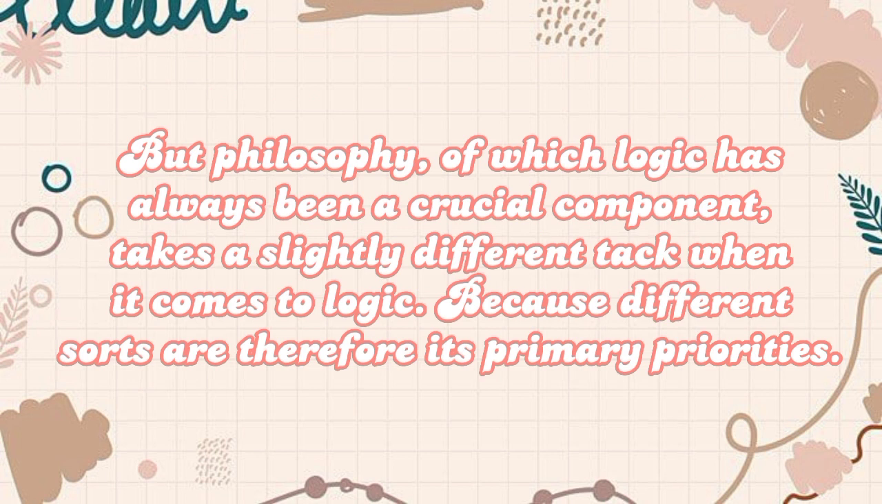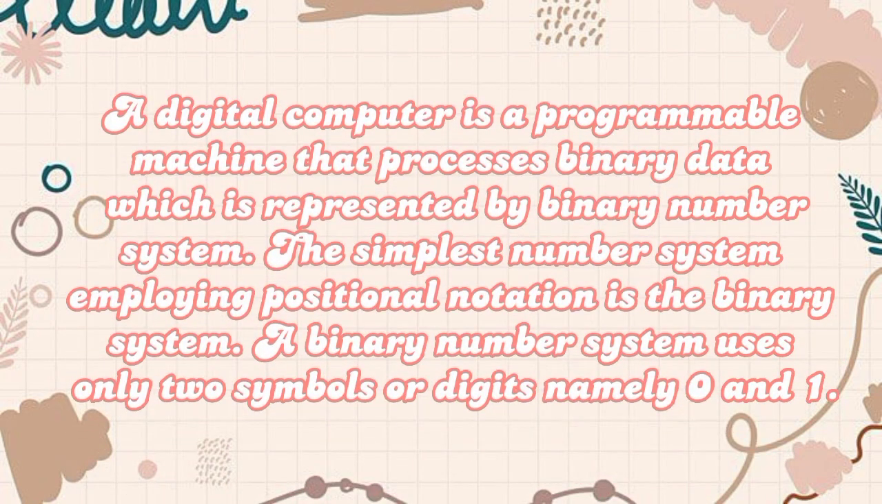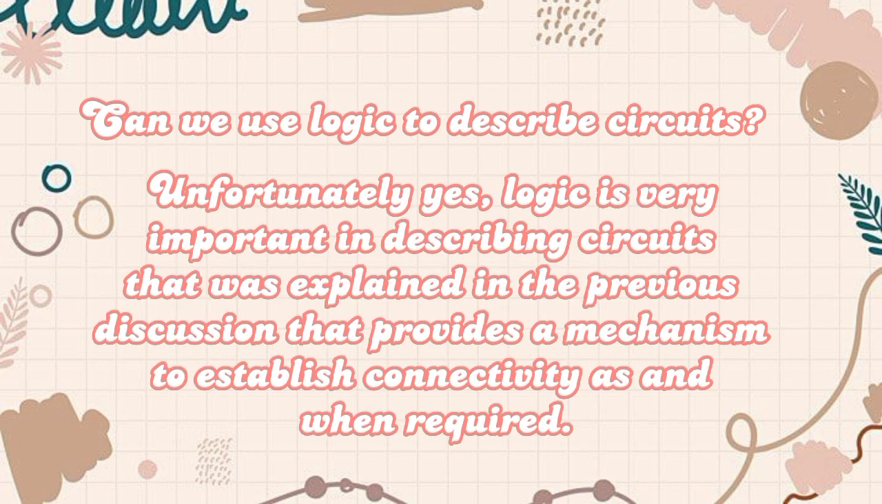But philosophy, of which logic has always been a crucial component, takes a slightly different path when it comes to logic, because different sources are there for its primary priority. A digital computer is a programmable machine that processes binary data, which is represented by the binary number system. The simplest number system employing positional notation is the binary system. A binary number system uses only two symbols or digits, namely 0 and 1. Can we use logic to describe circuits?